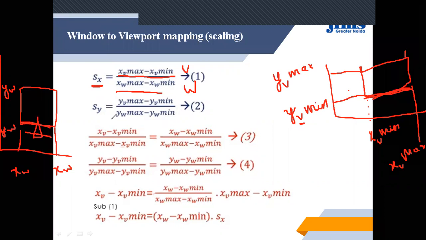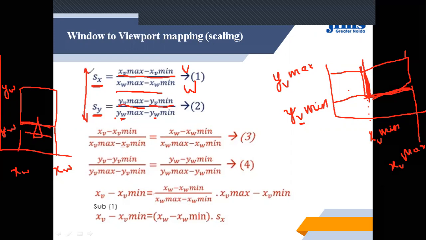Same when we try to find the scaling factor on the y-axis: this is the length of the viewport on the y-axis. So this will be YV max minus YV min. This is the length of the viewport on the y-axis, and this is the length of the window on the y-axis. So we find the scaling factor on x as well as on y.